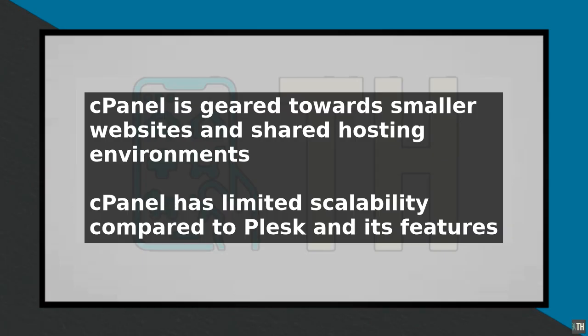In terms of security, both Plesk and cPanel offer robust security features, including firewall management, virus scanning, and password protection. However, Plesk offers more advanced security features, such as two-factor authentication and intrusion detection.